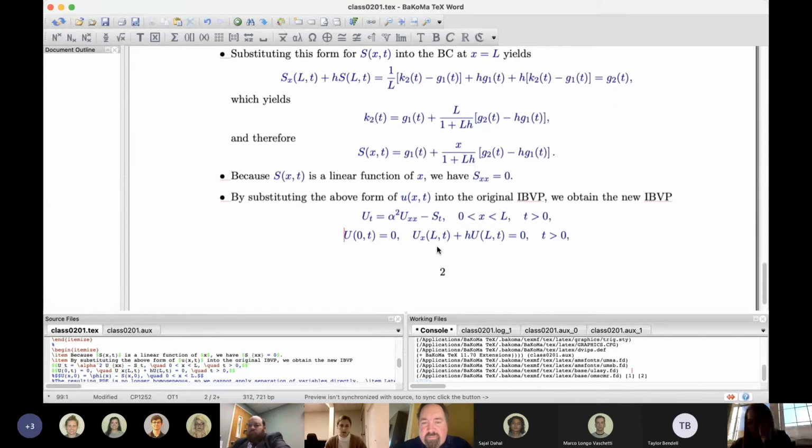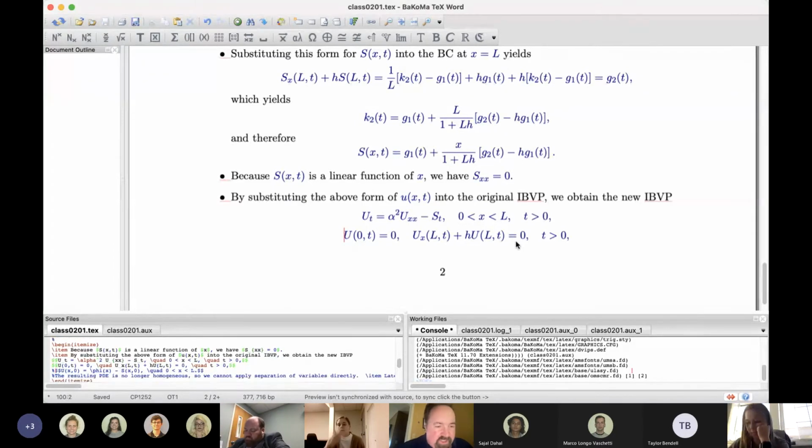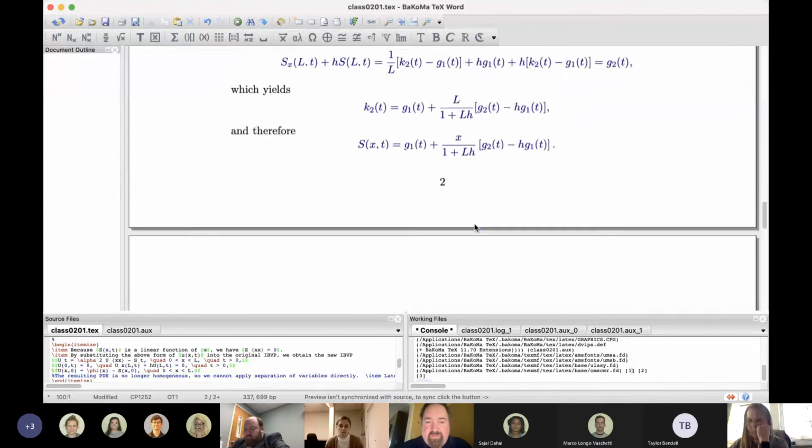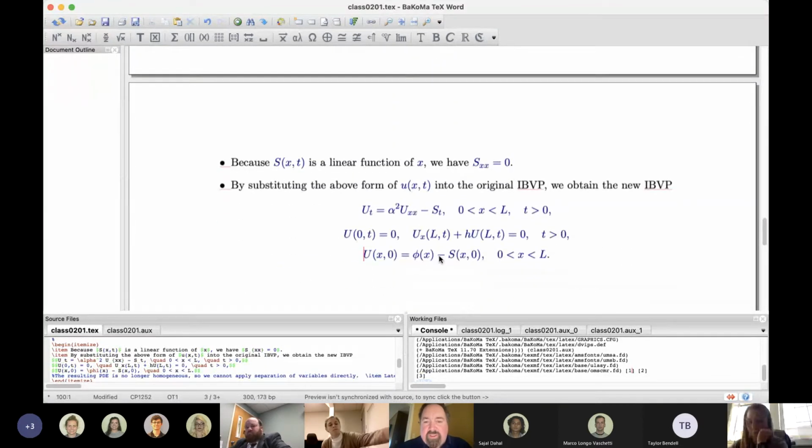Same boundary conditions, except now homogeneous, equals 0 on the right sides. And then the initial data, we subtract off capital S at t equals 0. So you have to plug in t equals 0, subtract it off, and that gives you your new initial data.